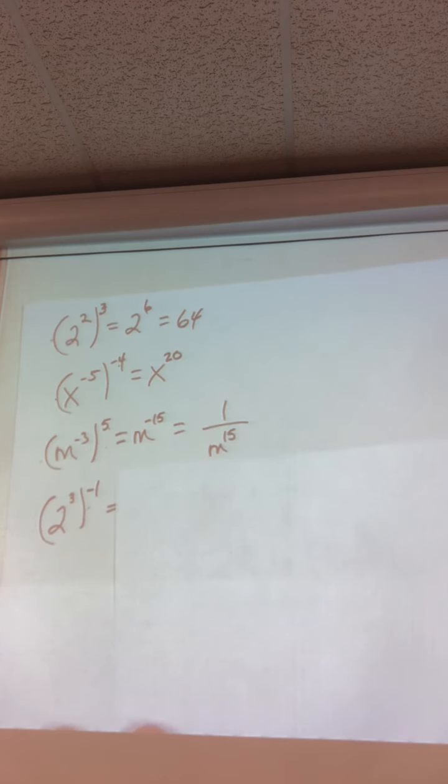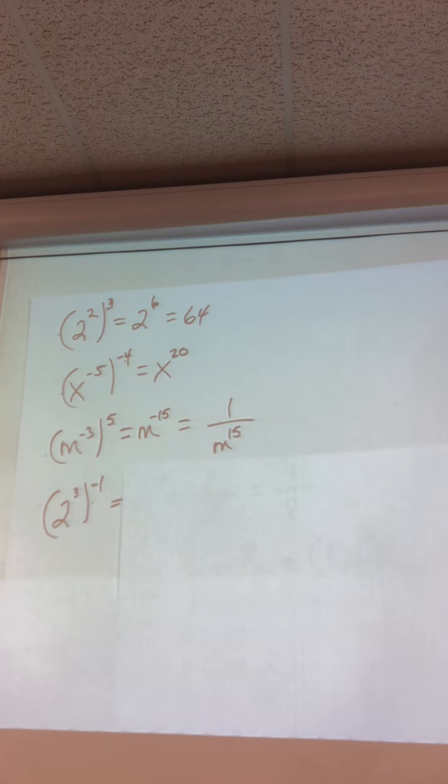And then one more here. 2 to the 3rd to the negative 1 is 2 to the, multiply exponents, negative 3. But we can't leave answers with negative exponents. So when you flip that, that's 1 over 2 to the 3rd. And then 2 to the 3rd is 8, so 1 over 8. Unless it's a really big number, we will typically multiply our numbers all the way out.